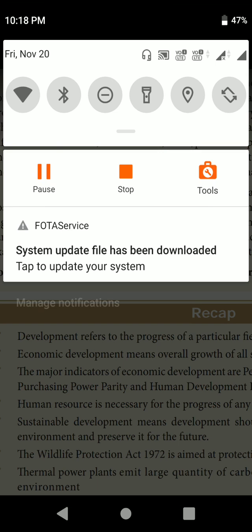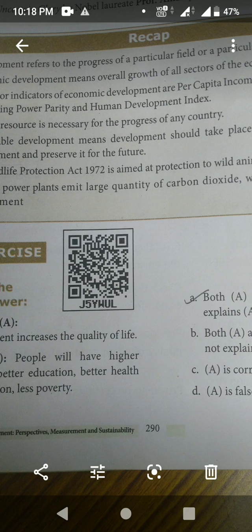Next one, you can see this. Choose the correct answer. So, I'll take page number 290. First, choose the correct answer. Assertion A: Development increases the quality of life. Reason R: People will have higher income, better education, better health and nutrition, less poverty. Here, option A is the correct answer. Both A and R are true and R explains A.